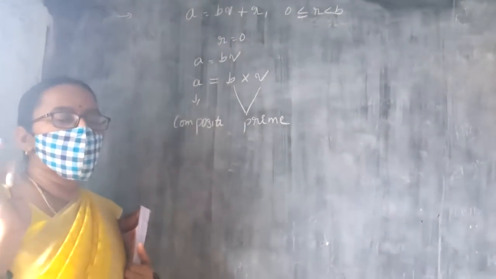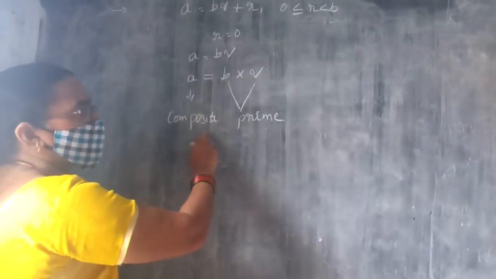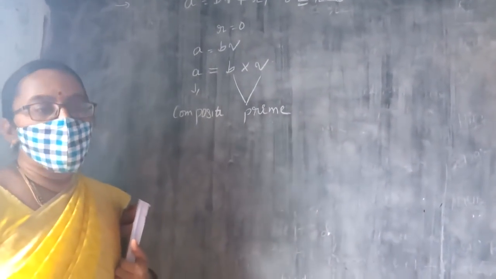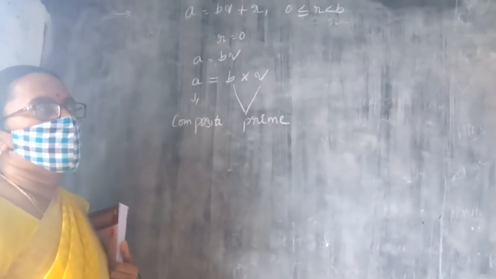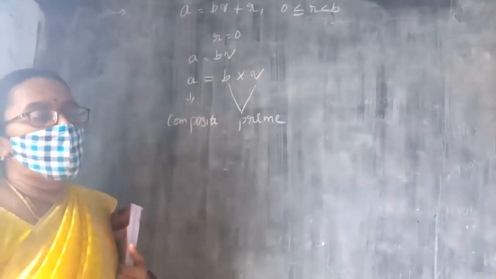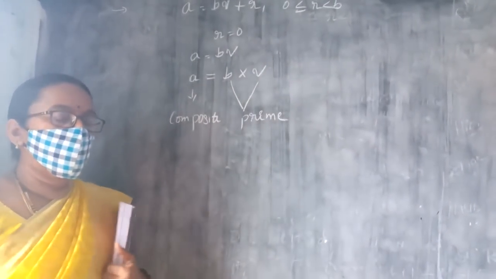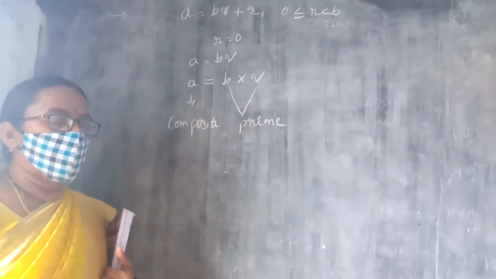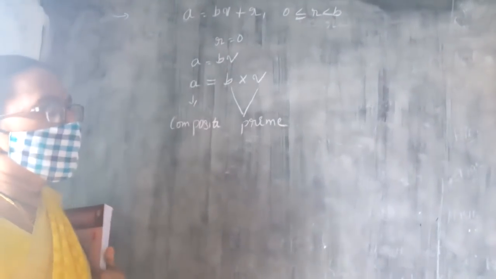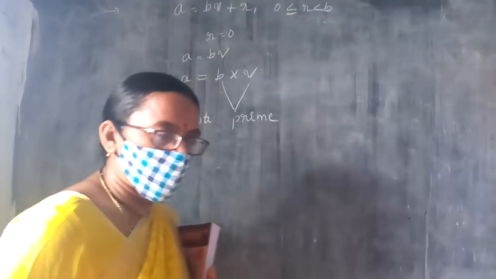Already we discussed this in the previous class. This process we call the fundamental theorem of arithmetic. In today's class we are discussing the fundamental theorem and its applications. Okay. Write down the heading.